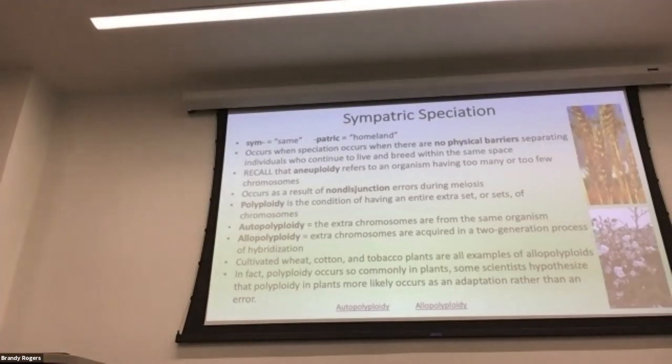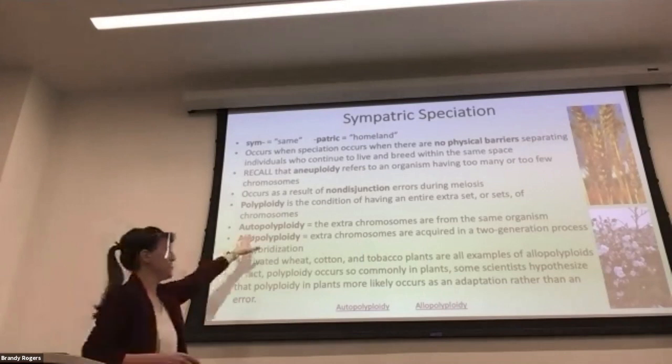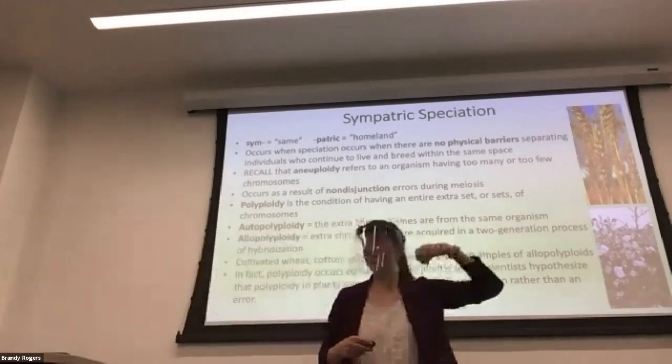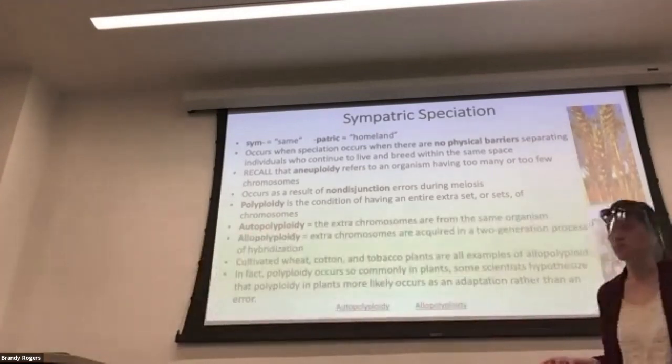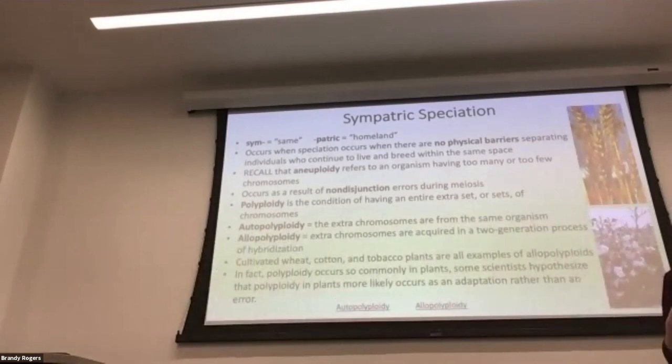But what you end up with, ultimately, the offspring of either one of these phenomena lead you to a new organism that has a different number of chromosomes, may or may not be able to reproduce with the parent populations. So you've got speciation happening in place. So sympatry. You guys with me?